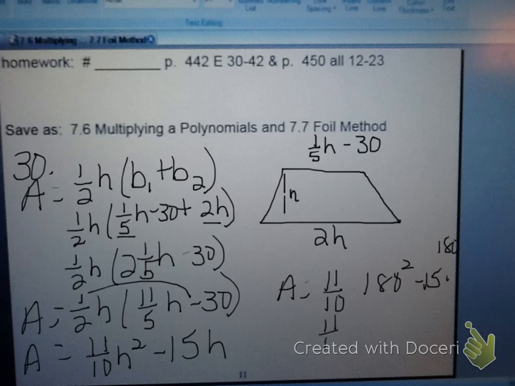180 squared is 32,400 over 1, minus 15 times 180 is 2,700. Cross reduce. And then you multiply 11 times 3240. And I think y'all can finish from there. Since I have run out of room, I'm going to let you finish this. Thank you.